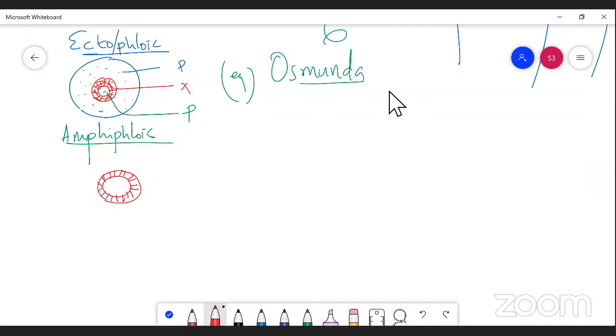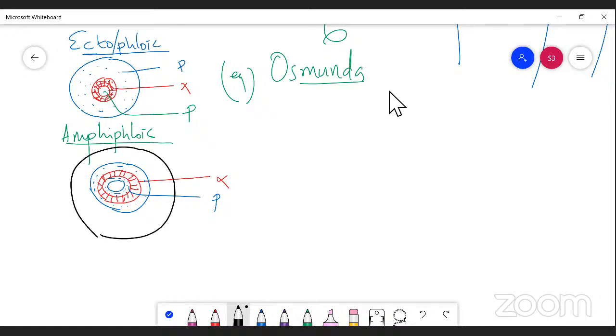I'm drawing, this is a xylem. It is surrounded by phloem elements, and just outside you can see phloem element. Phloem is also present outside. So both sides. This kind of stele is found in some species. So the phloem which lies on both the inner and outer side of the xylem core is called the amphiphloic stele. It is found in the case of Marsilea.